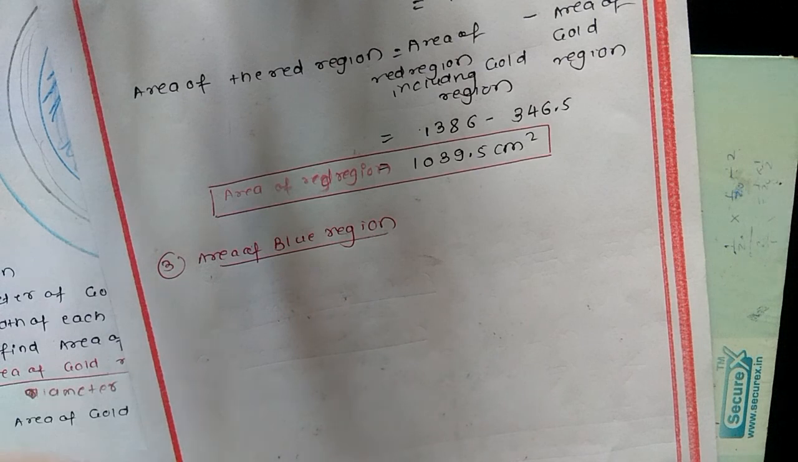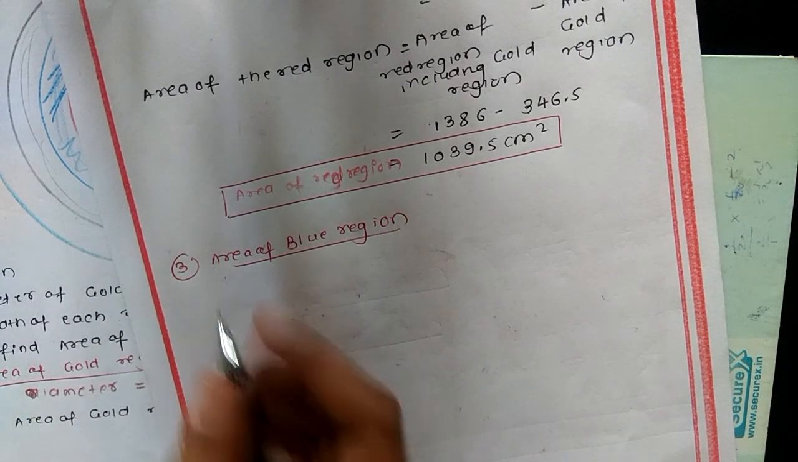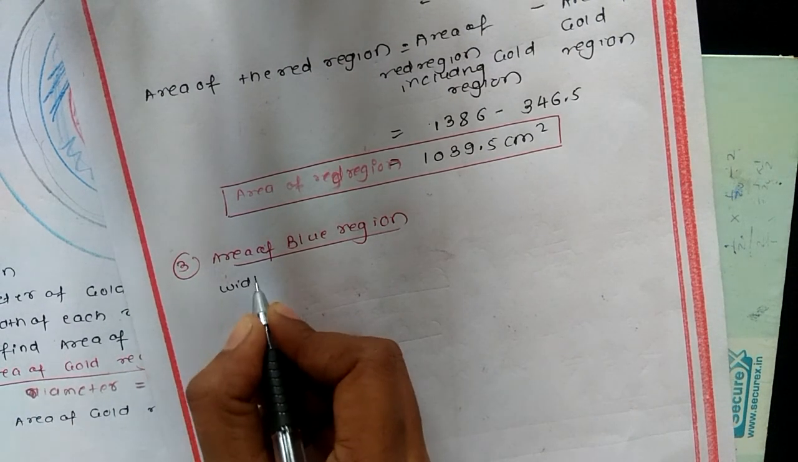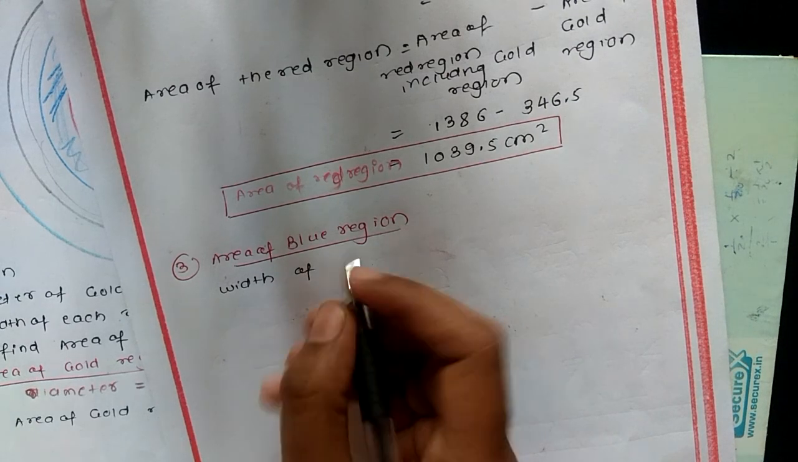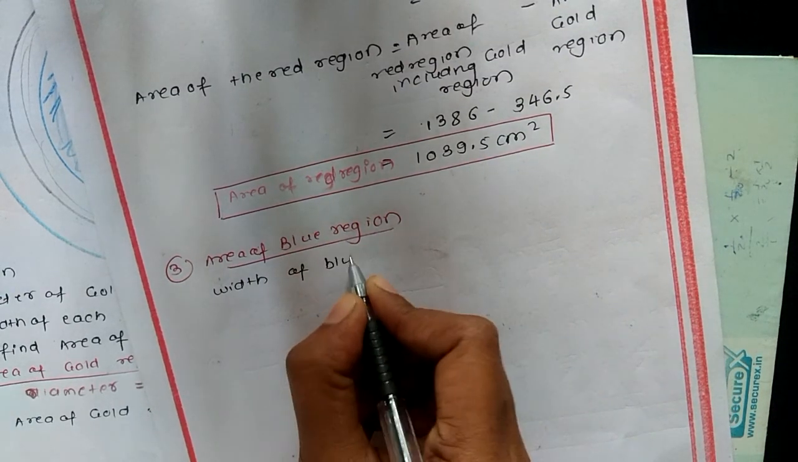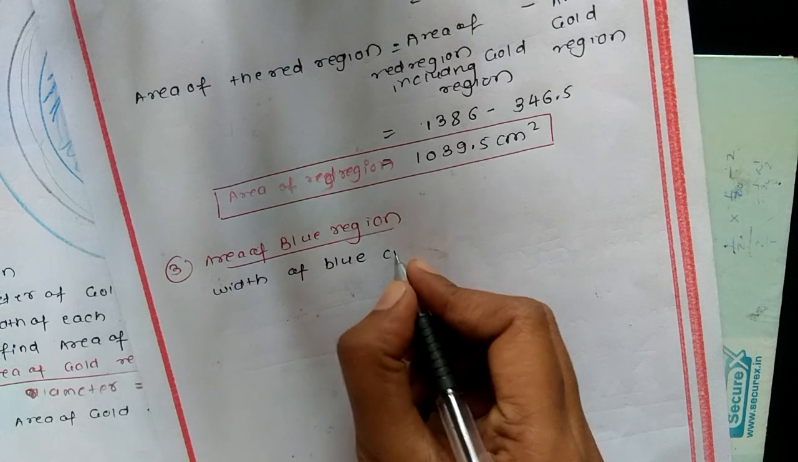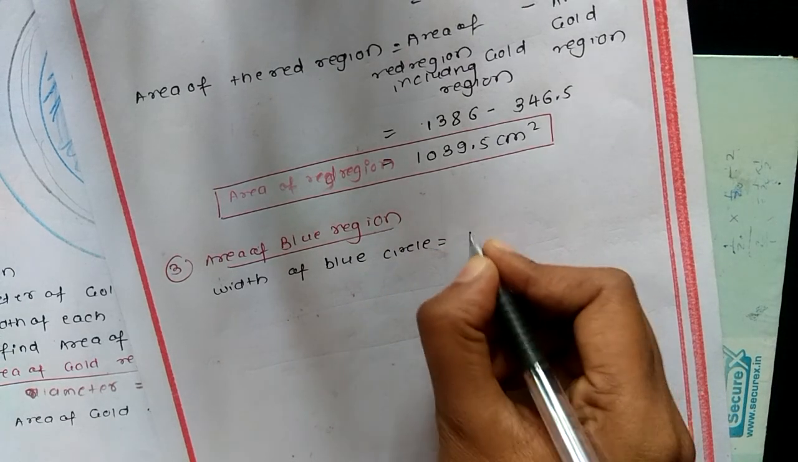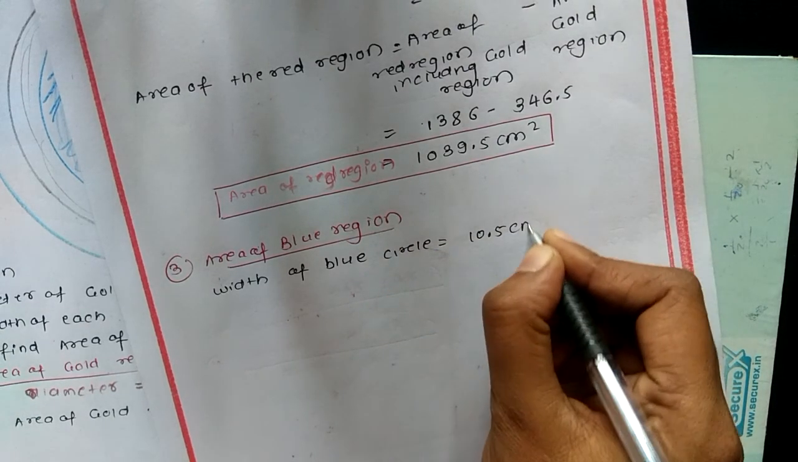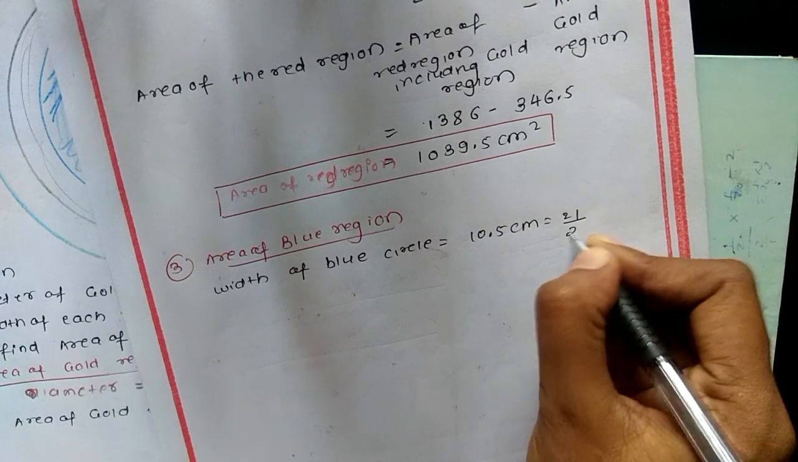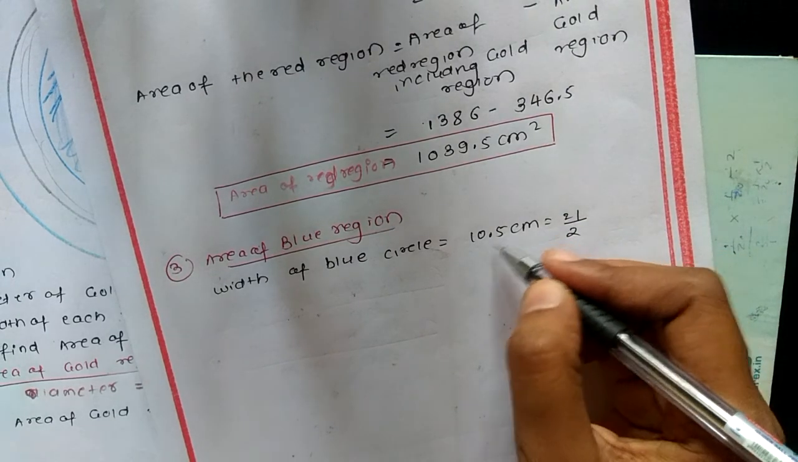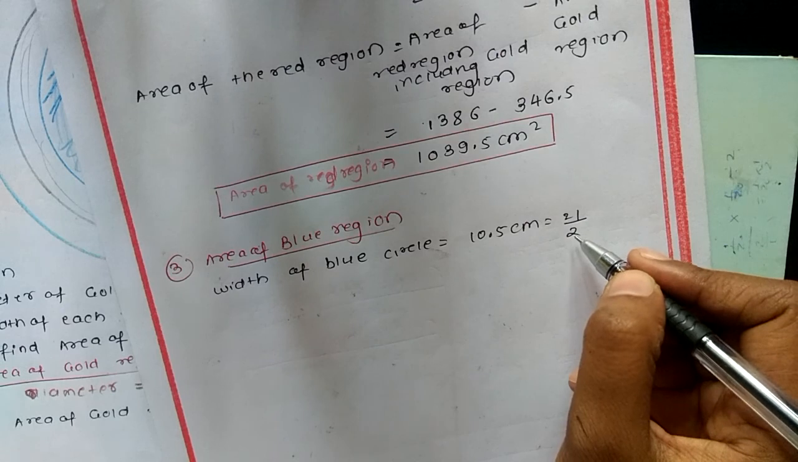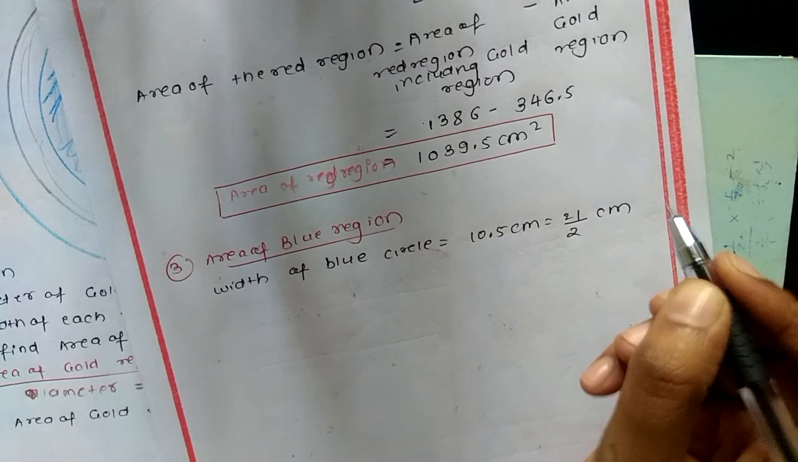So as we know, here also we know the width of the blue region, or you can take it as the blue circle if you want. So each has a width of 10.5 centimeter. That I'll write as a fraction, that is 21 by 2. 105 by 10 will give you 21 by 2 centimeter.